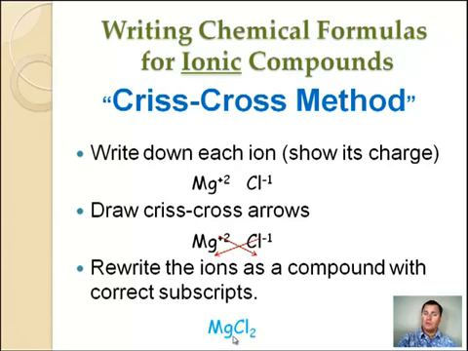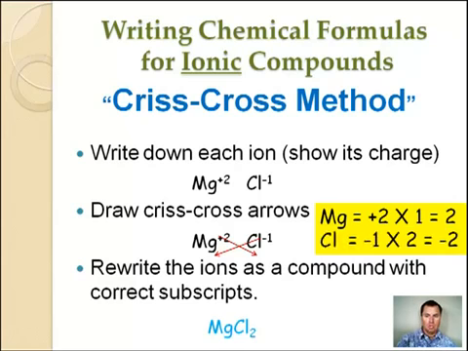Well, why didn't I write it? Well, if it's a 1, like we said earlier, we don't write it. So let's check ourselves on this. Magnesium has a +2 charge. We have 1 of those. Okay, so it's going to be 2. Chlorine has a -1. Okay, we have 2 of those. 2 plus -2 is 0. Pretty simple.